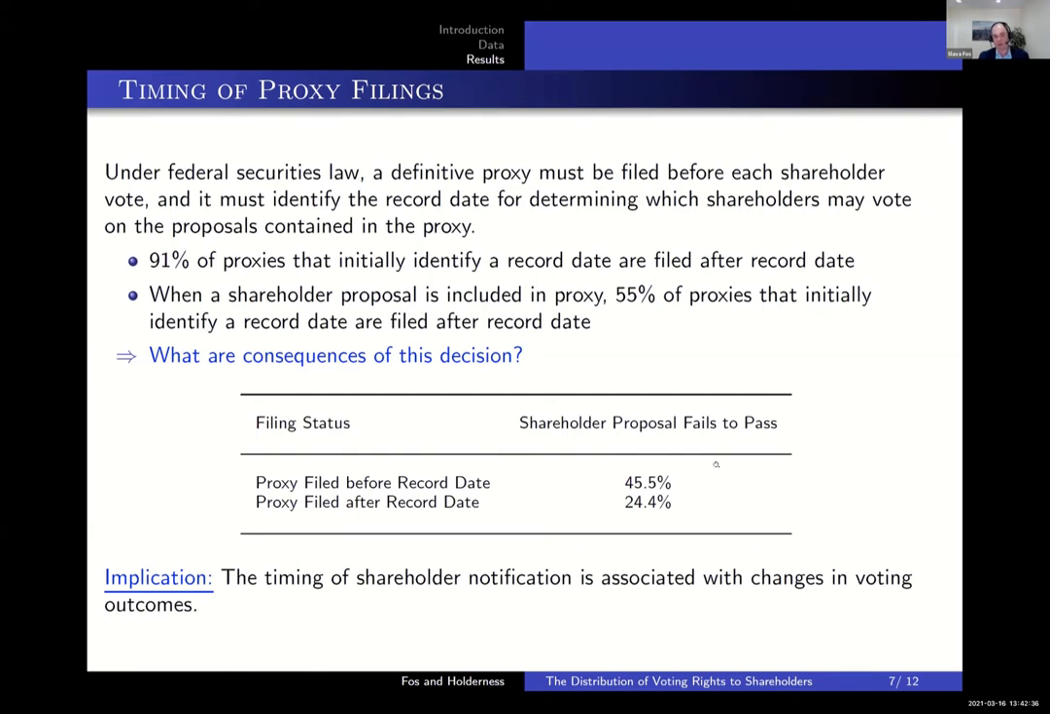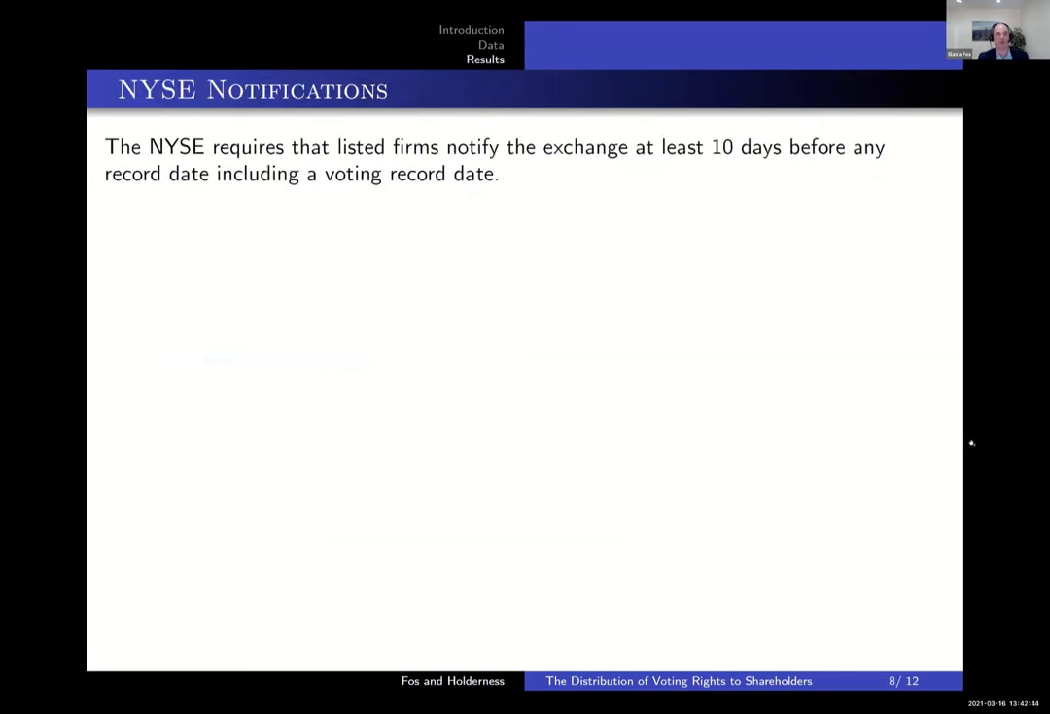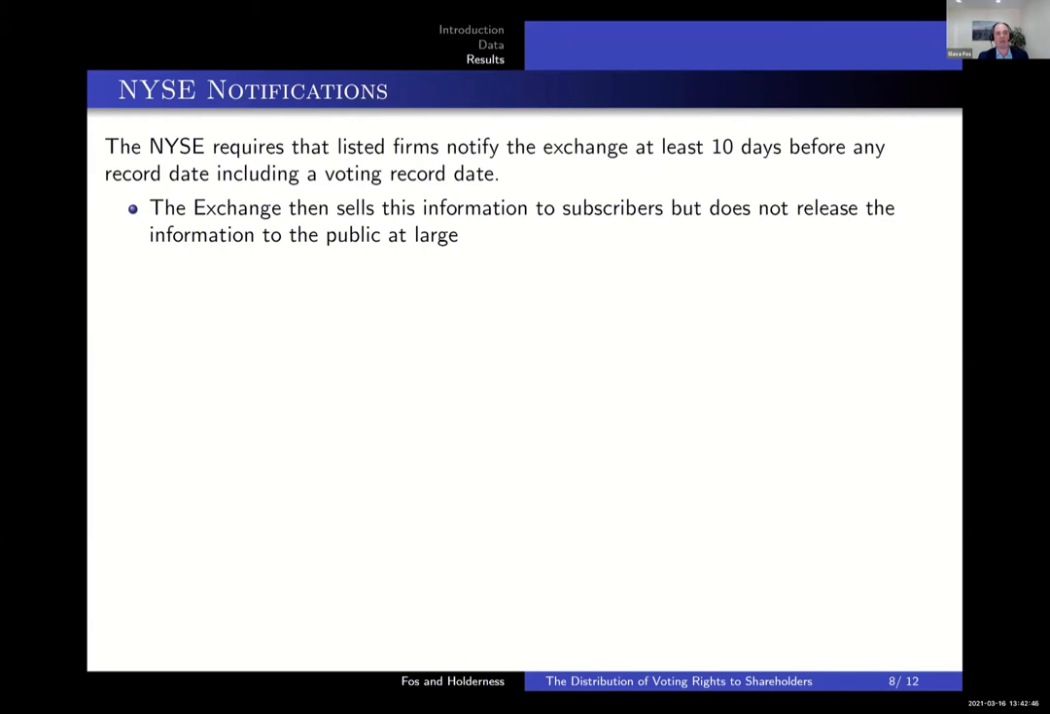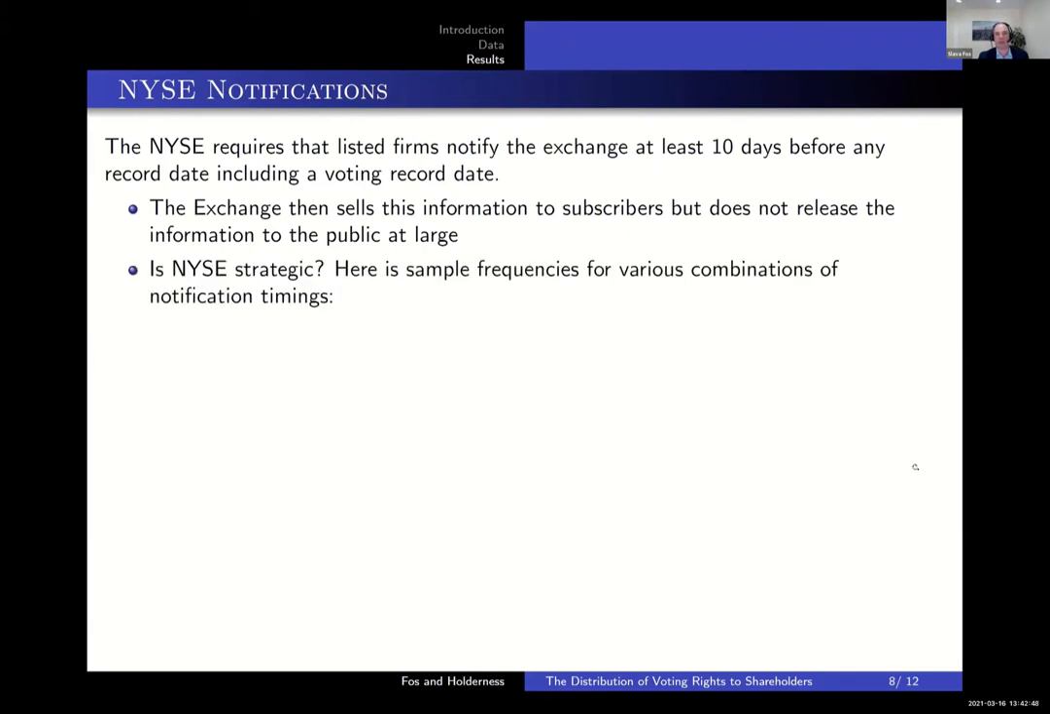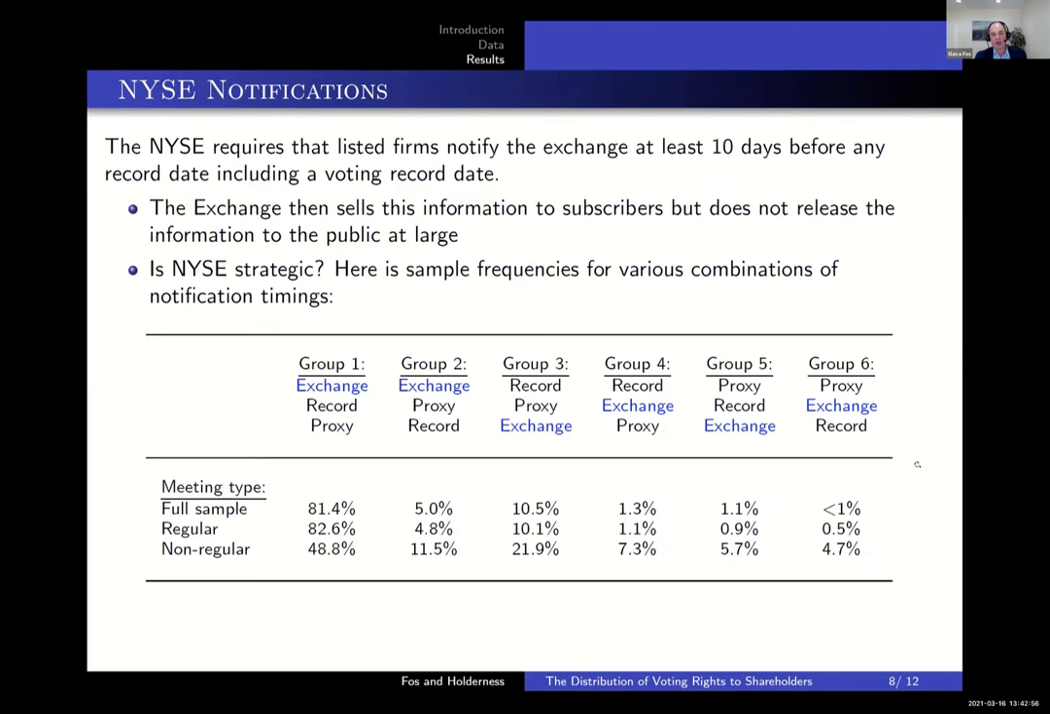So one conclusion from this slide: the timing of this notification is consequential. And in the paper, we show additional evidence to support it. What happens with the New York Stock Exchange? I already described to you that they basically require companies to notify the exchange about the record date, and then they sell this information to investors.